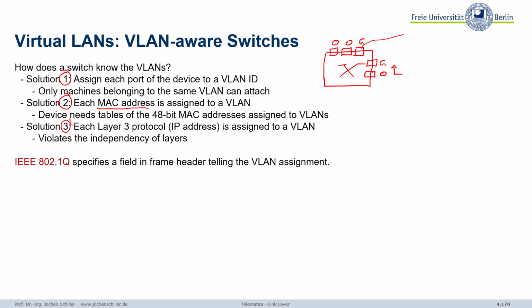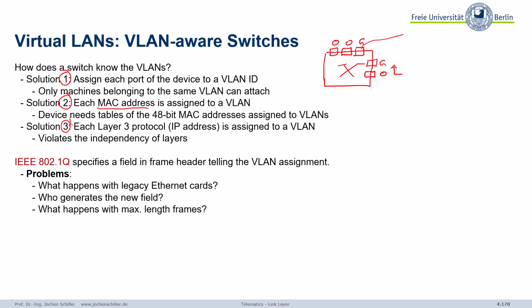There's a standard for this, 802.1Q, and this specifies the fields in the frame header telling, okay, where does it belong to? Wait, we redefine now the frame header. So what happens if your Ethernet card cannot handle this, legacy Ethernet cards, and who generates then this, and what happens with the maximum frame length?